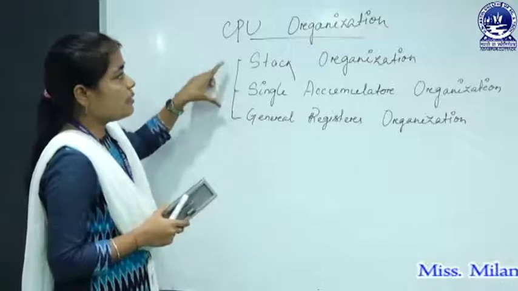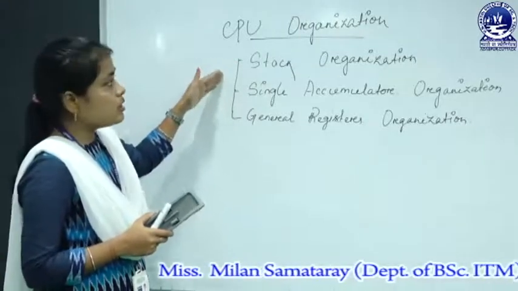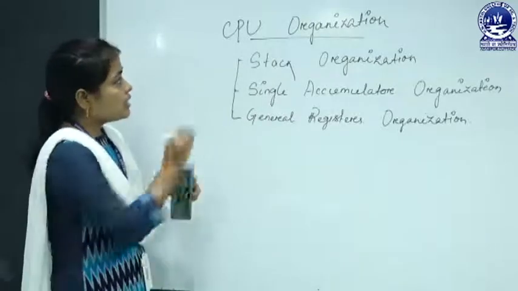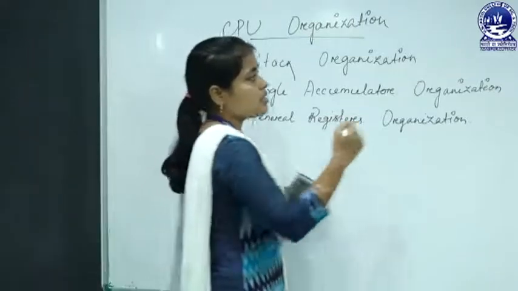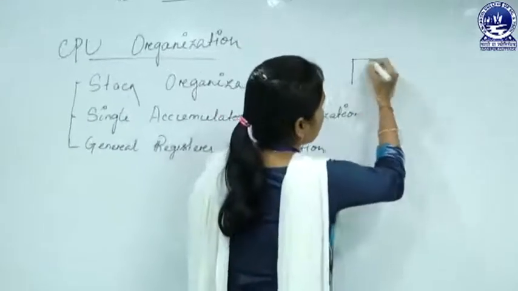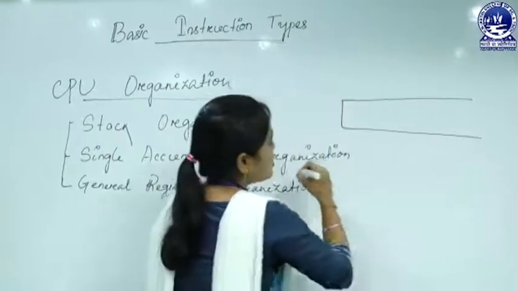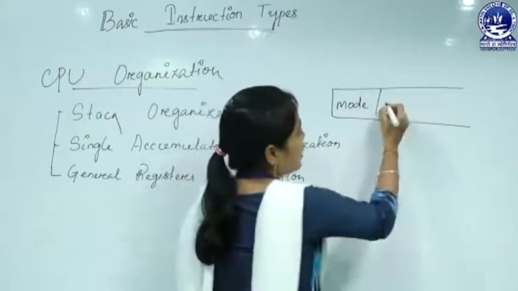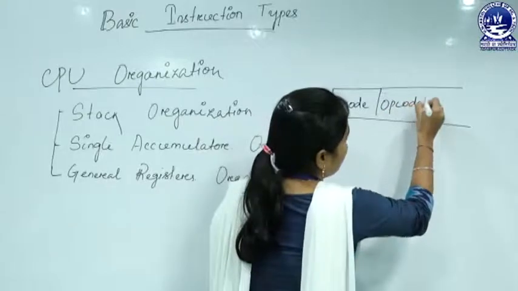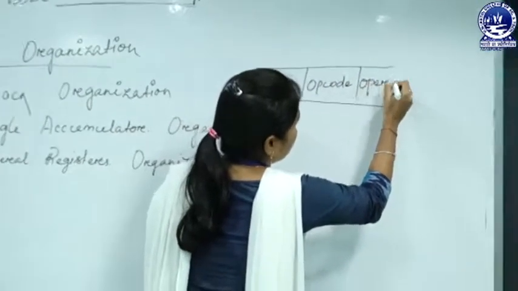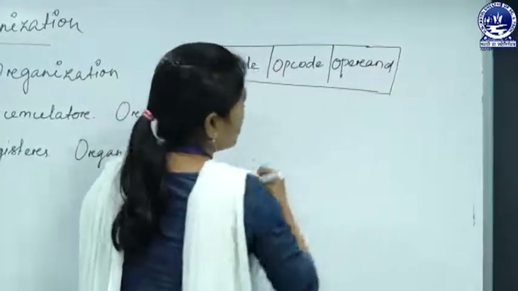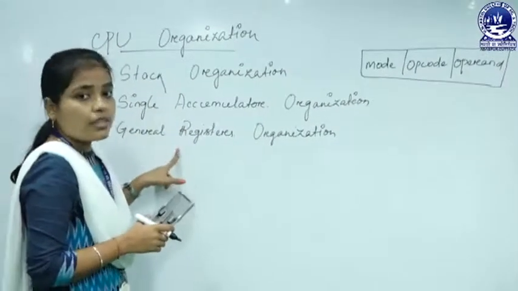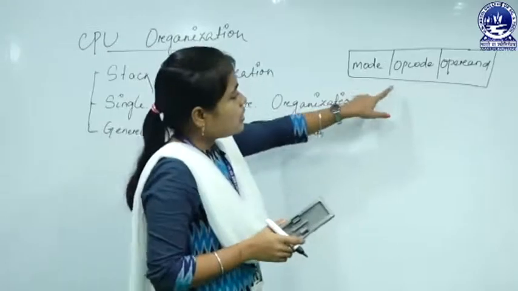And for that we have some organizational concept. By using this CPU organizational concept, we write the instruction formats, and these CPU organizations are based on the architecture. This is the architecture. What does it contain? It contains a part that is mode, another one is opcode, and another part is our operand. On the basis of this architecture, we divide the CPU organization into 3 types. Let us see what this means.